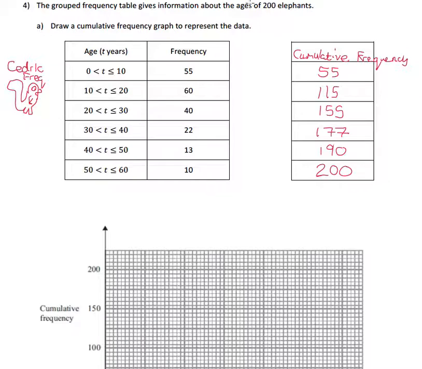And it's always good to check with the question, because it often says in the question how many things you're dealing with. So it's good that it adds up to 200.